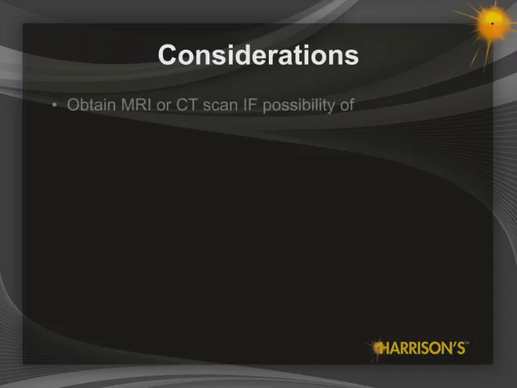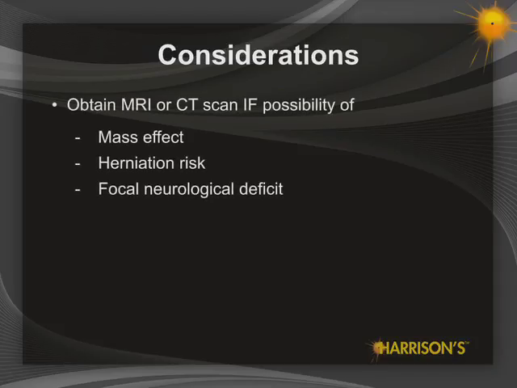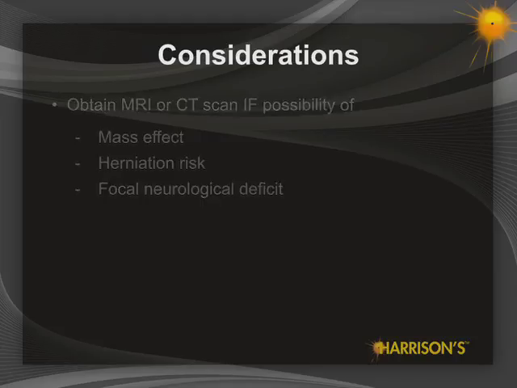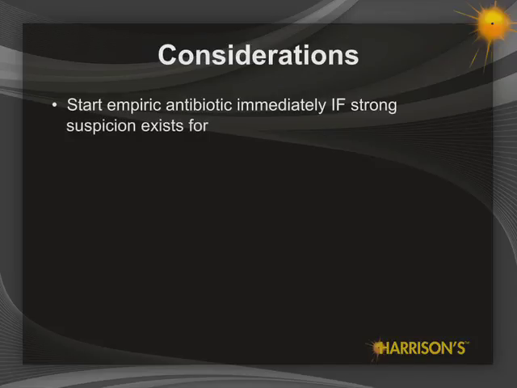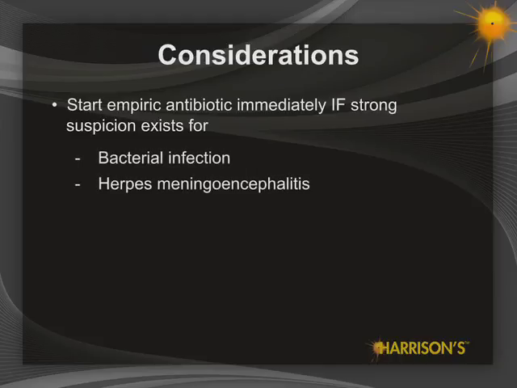If there is any possibility of mass effect, herniation risk, or focal neurologic deficit, neuroimaging, MRI, or CT scan of the head must be obtained prior to performing the lumbar puncture. If a lumbar puncture is contraindicated, but there is high clinical suspicion for an infection, specifically bacterial or herpes meningoencephalitis, empiric antibiotics should be started immediately.